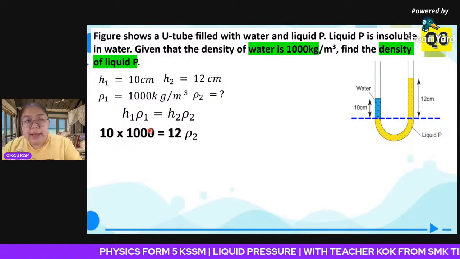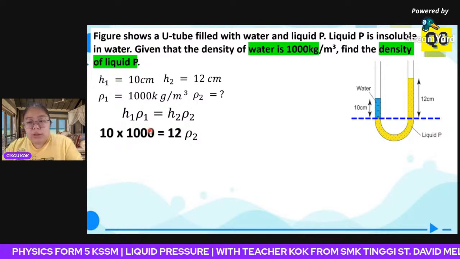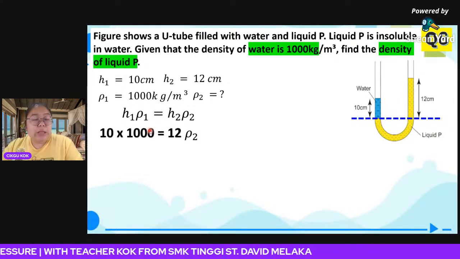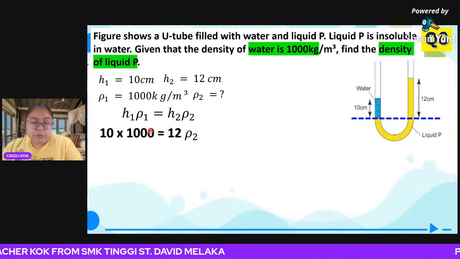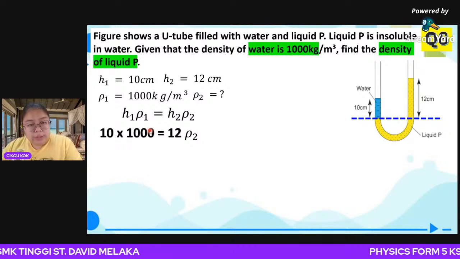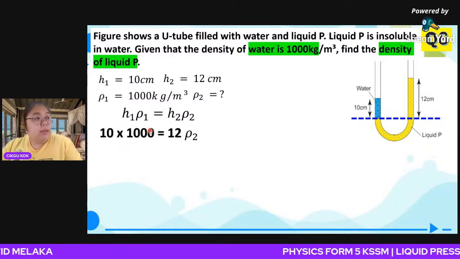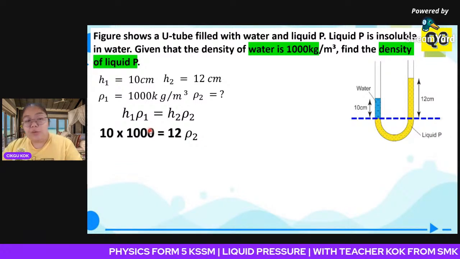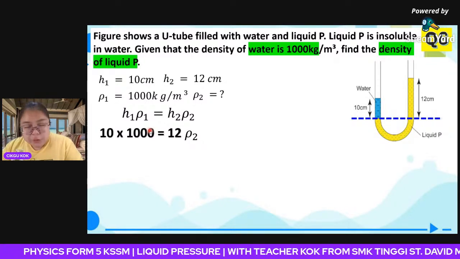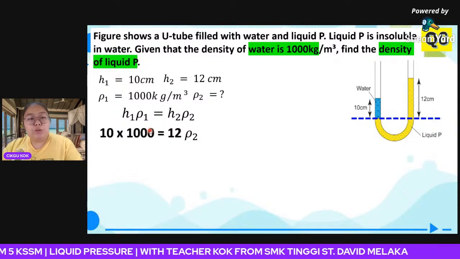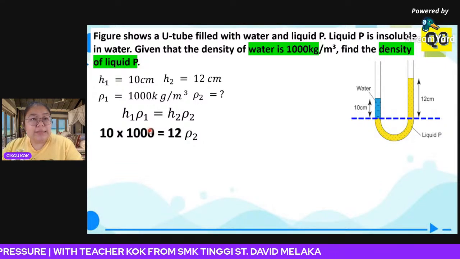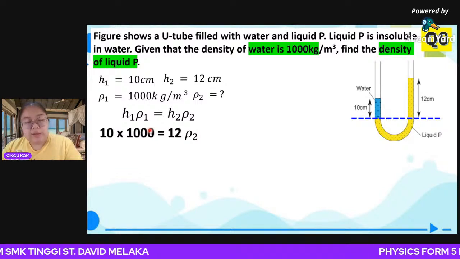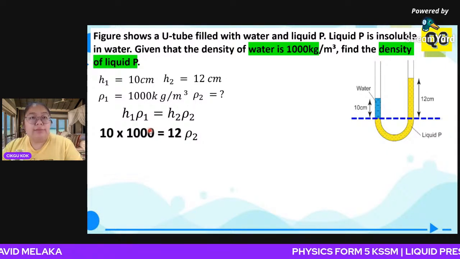From here, can you understand how to find rho 2 or not? Rho 2 stands for the density of the liquid P. So give me the answer for rho 2. What is that? Just simple. For the next round, I don't want to show the calculation, so you show me the answer. The first round, I show you how to do the calculation like this. You must know that when they show the U-tube question and want to find density, the calculation must be done like that.